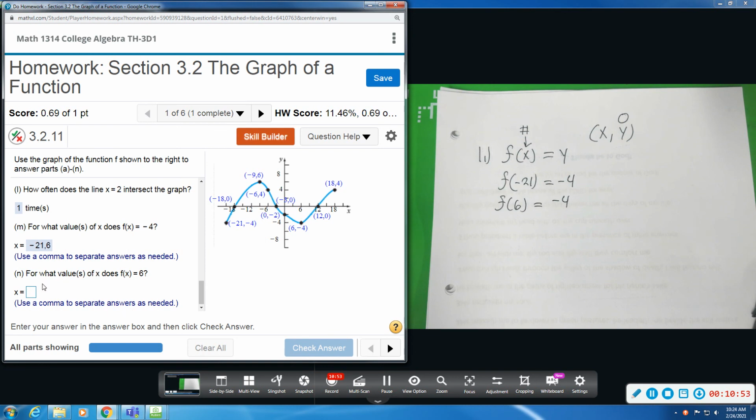And then the last part, for what values of x, so again we're looking for x, do we get a y value for 6? So we go up to the y value, we find 6. There's only one of them. The x value is -9.